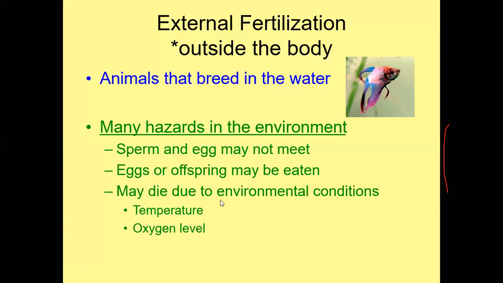There are many hazards in the environment; sperms and eggs may not meet. In some places the sperms and eggs do not meet at all. In some cases eggs or offspring may be eaten. They may die due to environmental conditions, because of temperature and moisture. When the conditions are very favorable, they may be fertilized. So fertilization also requires the right environment. The conditions are temperature, and the oxygen level is also very important for the process of fertilization in externally fertilized animals.